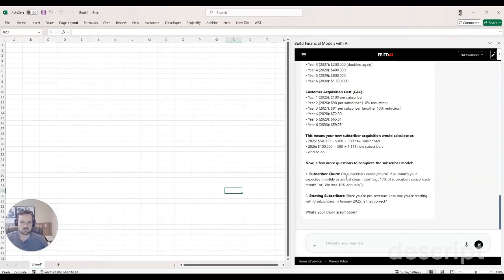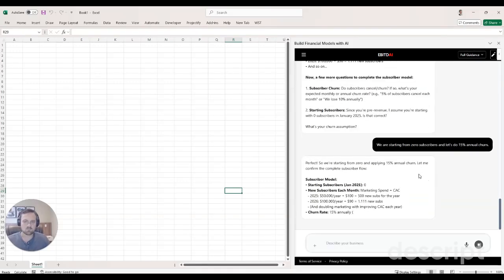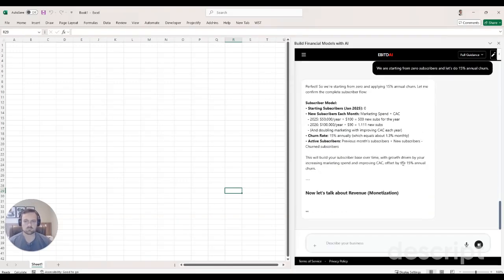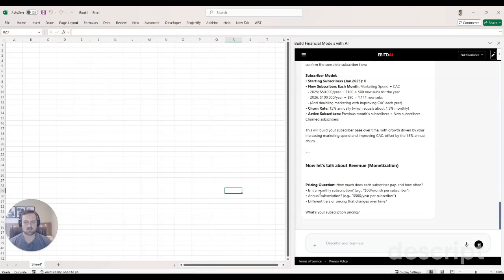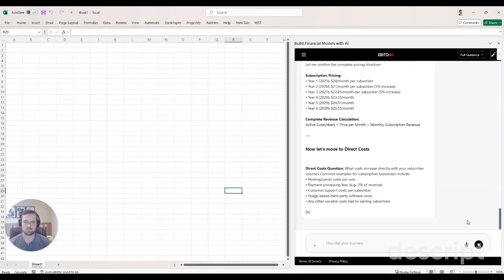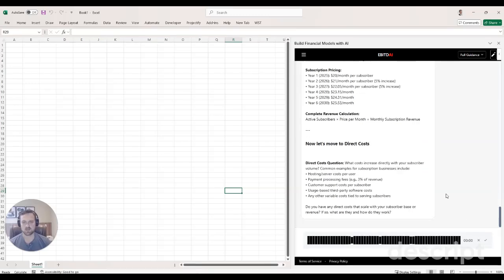So now it's asking about subscriber churn and starting subscribers. We are starting from 0 subscribers, and let's do 15% annual churn. And then it's going to ask us about our pricing. We're going to charge $20 per month. Now it's moving on to direct costs. We have $5 in API costs per subscriber per month, and then also transaction costs of 2.7%.